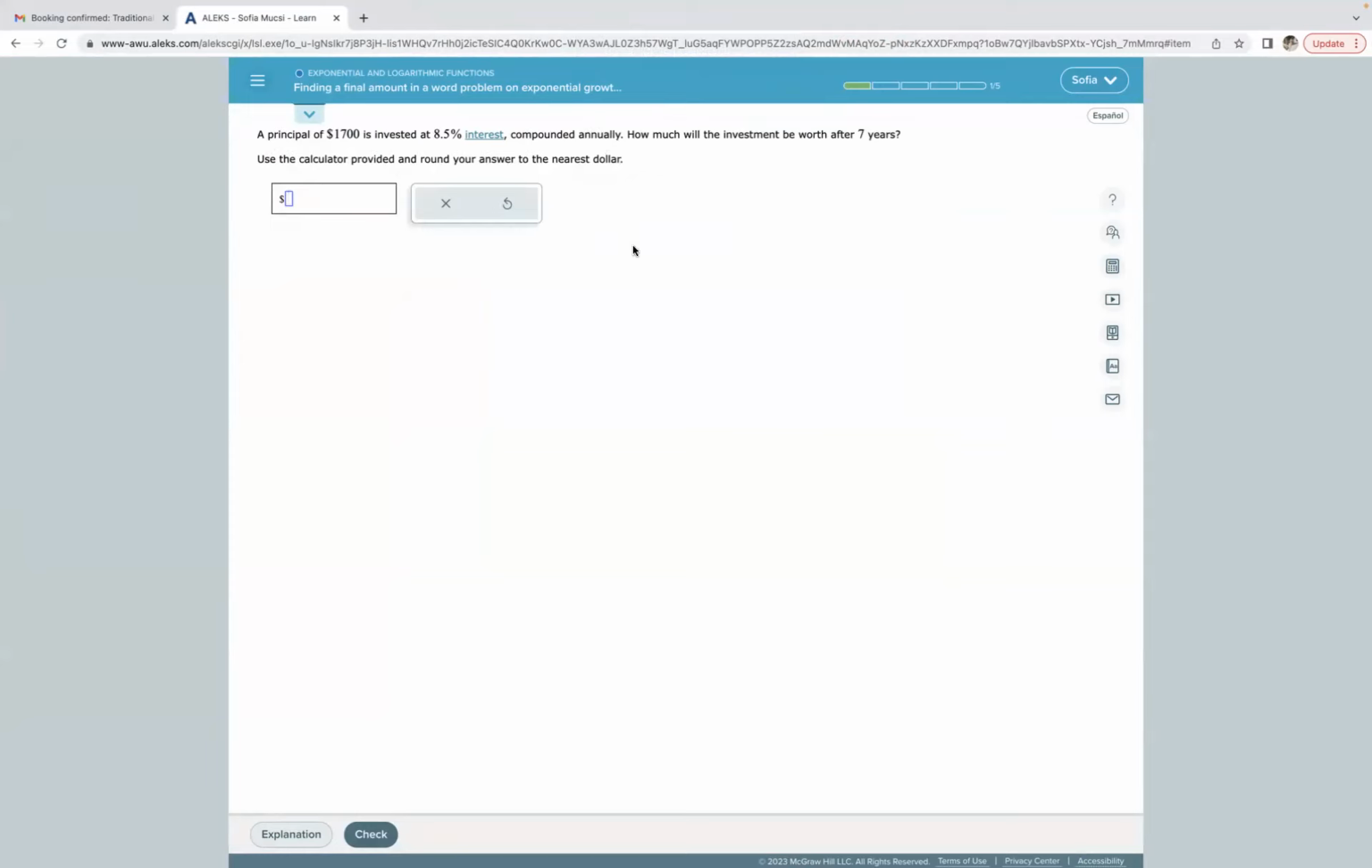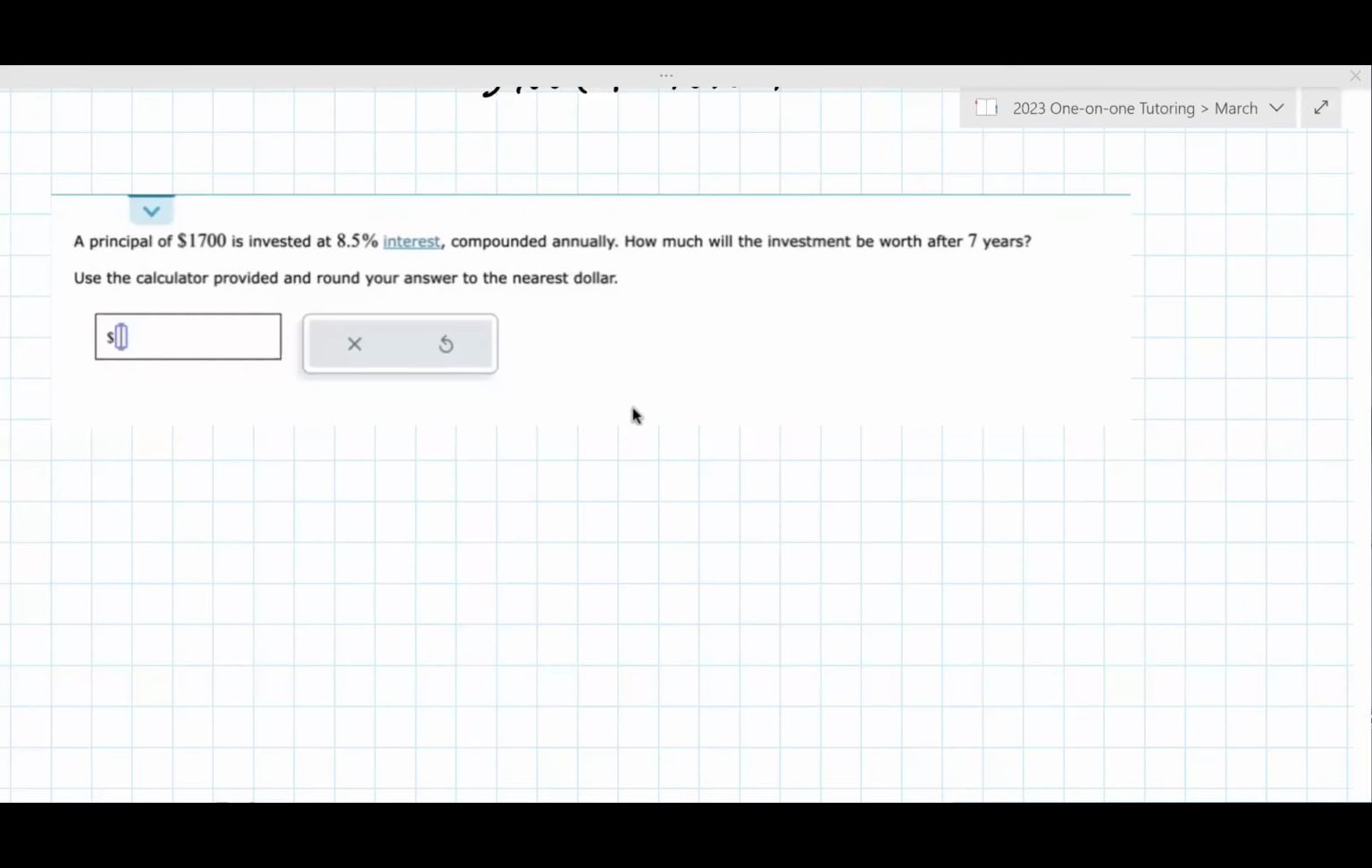This one is the same as the previous one, but just in the context of money. Since it grows, it's going to be 1 plus R here. So your PAT here is 1,700. Your A is 1 plus 0.085. So it's 1 plus R because it's growing, to the power of 7. Now, maybe what you're thinking of is when it's not compounded annually, which is compounded quarterly or weekly or so on.